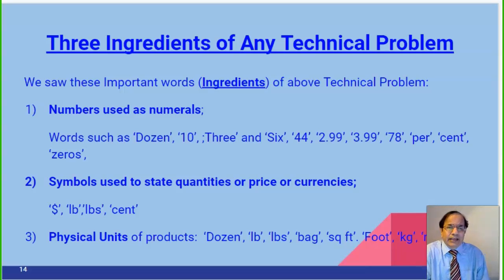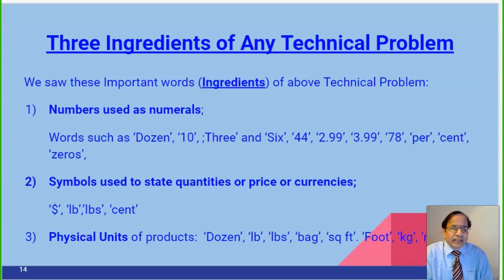There are 3 ingredients of any technical problem, and these ingredients are: 1, the numbers used as numerals; 2, the symbols used to state quantities; and 3, physical units of products used.